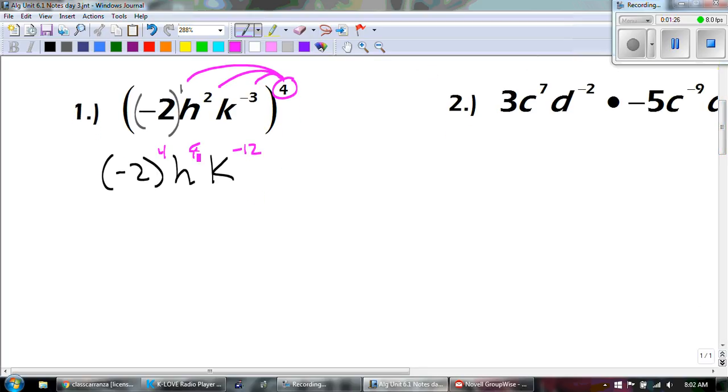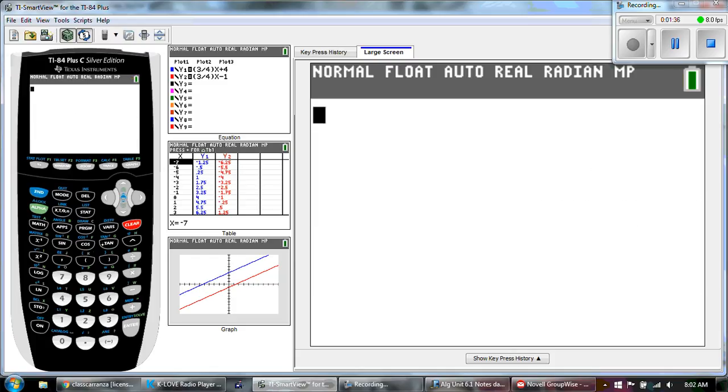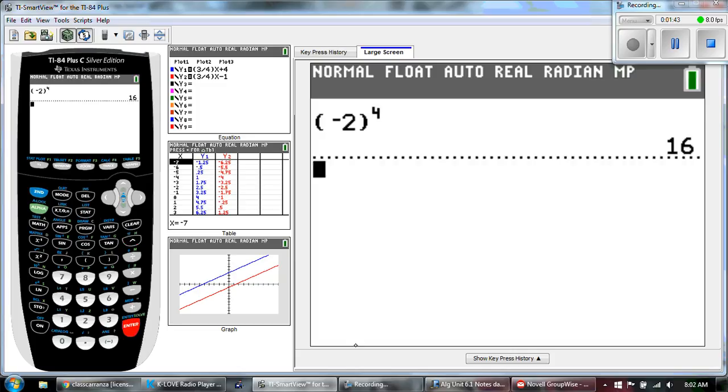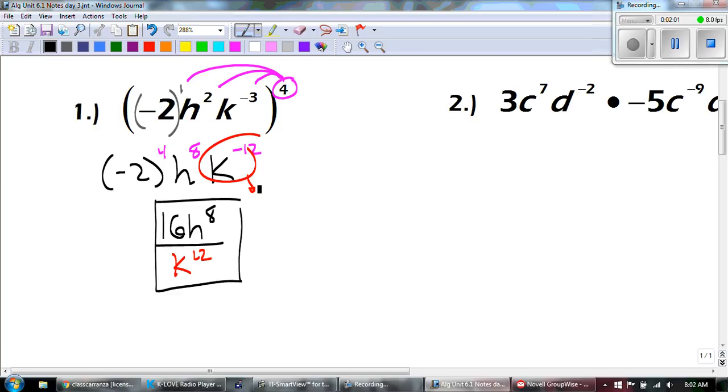So -2 to the 4th power. Now, remember, we put it in parentheses, so if you don't know what it is and you're putting it in your calculator, make sure you use parentheses, okay? So -2 to the 4th power is 16. h to the 8th, and if your exponent's negative, you have to, that's right, drop it like it's hot, k to the 12th. And that is our final answer.